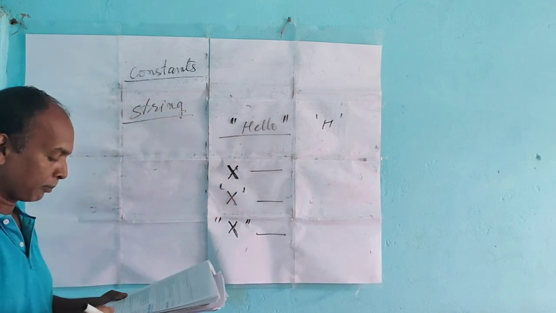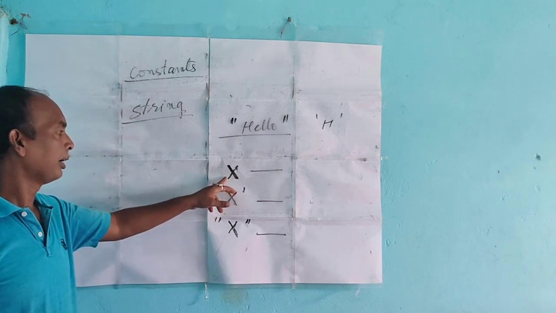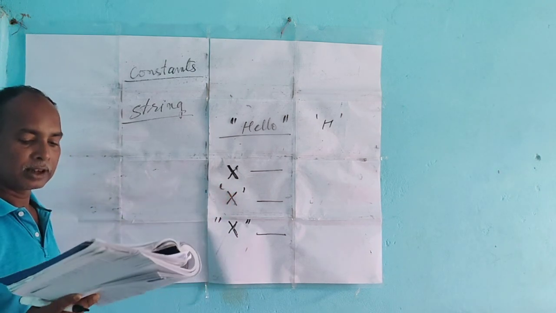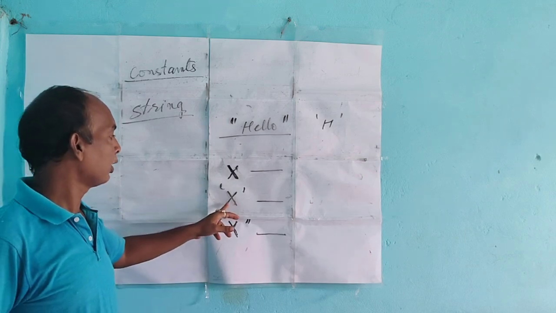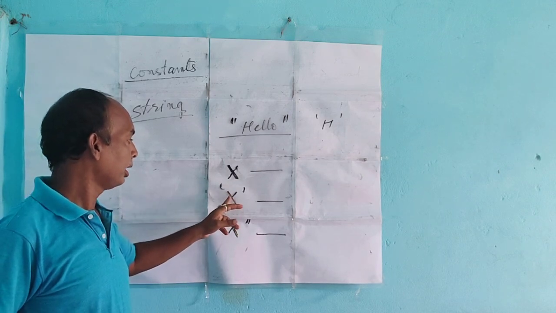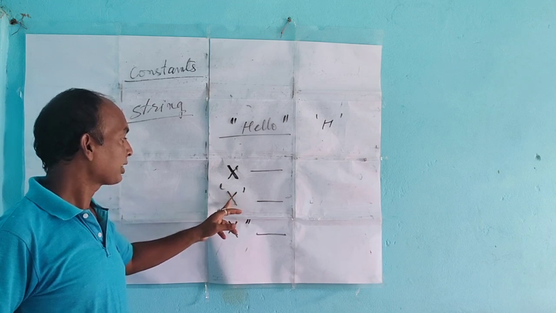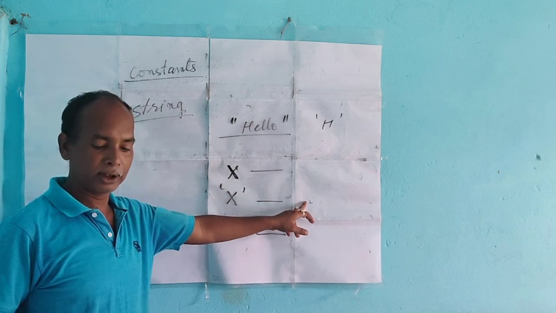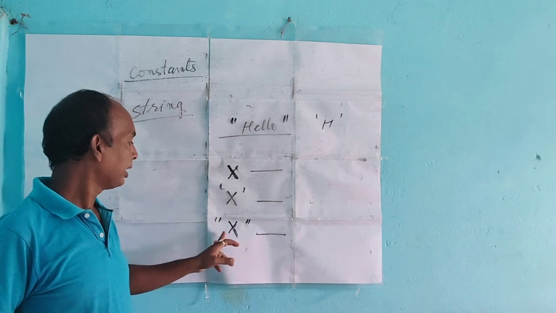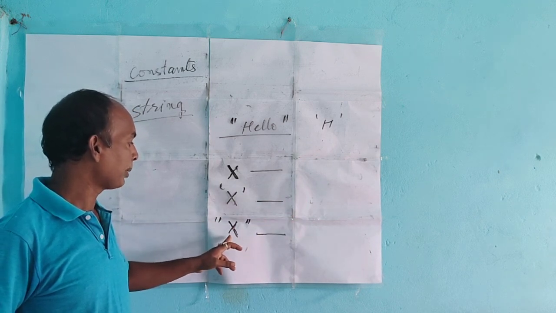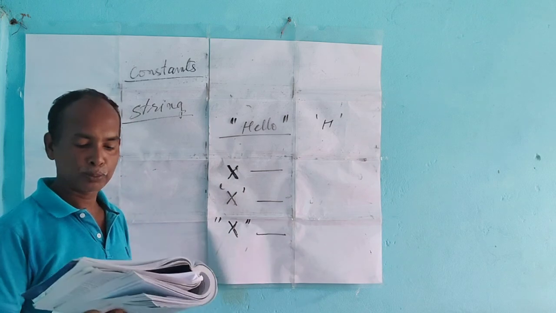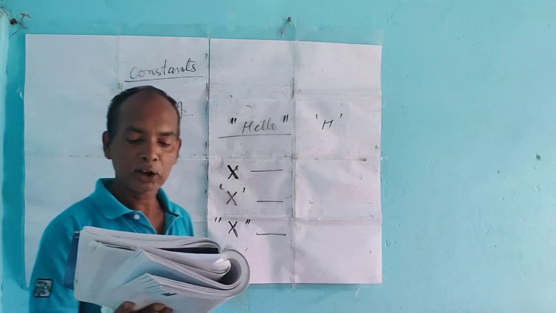The first one is a variable identifier. This is x, a variable with the identifier x. The second is a character constant, and here you will get the ASCII value of x. The last x is a string constant. Whatever you write, the same will be printed in the output. Here it is the character constant x.